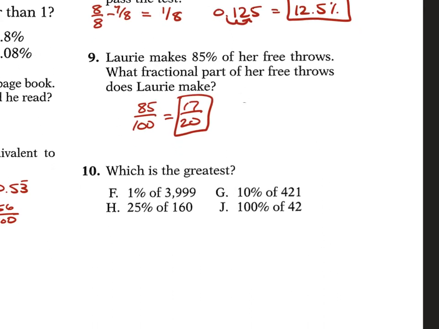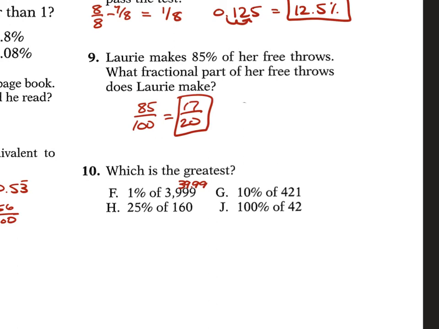For 10, it says, which is the greatest? 1% of 3,999. So that would be 1% is 0.01. If we multiply that by 3,999, that gives us 39.99.